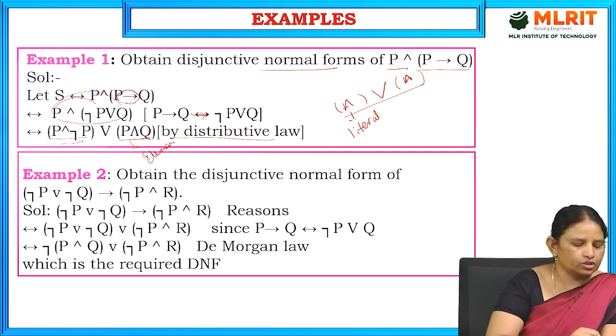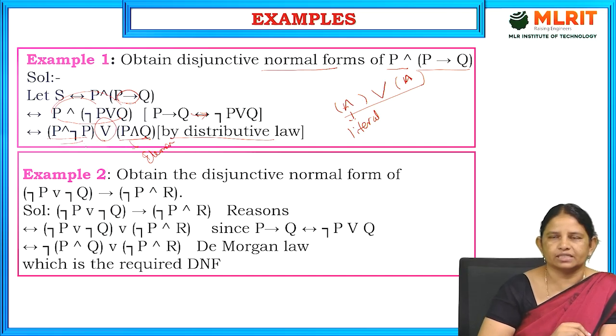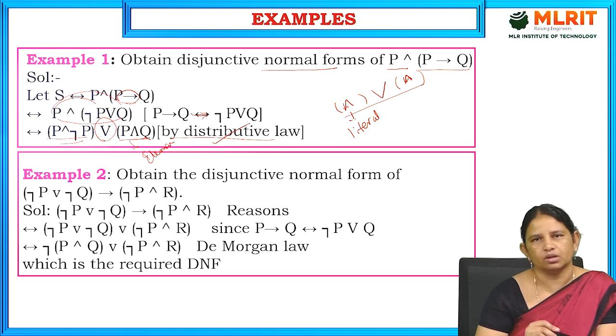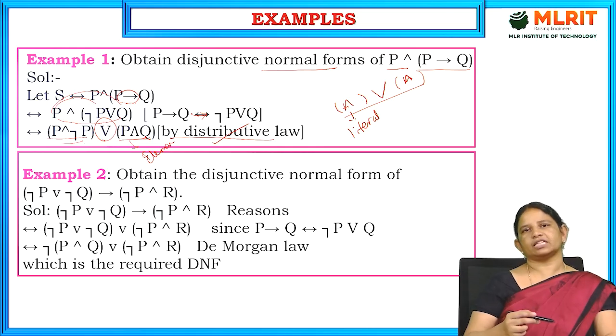Elementary product. The two elementary products are connected by using the AND. That's why it is called a sum of elementary products. This is the required format of disjunctive normal form. Let us look at the second example.